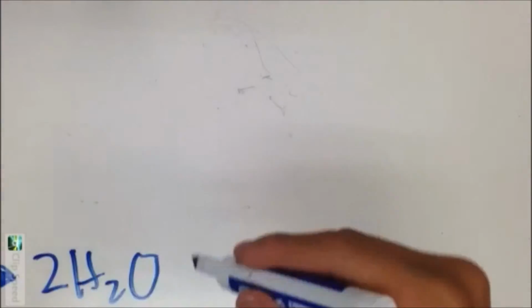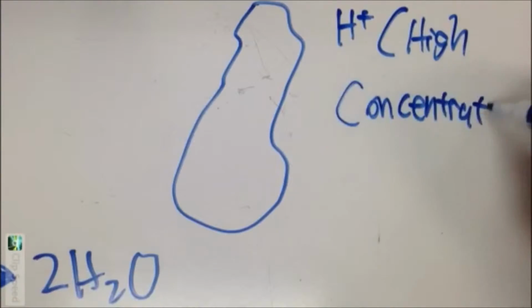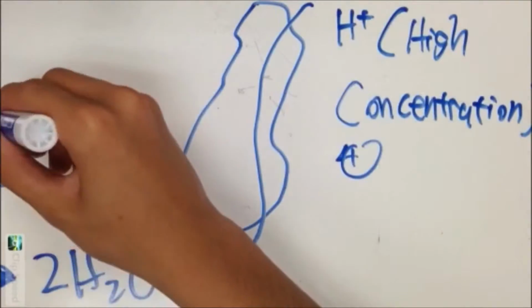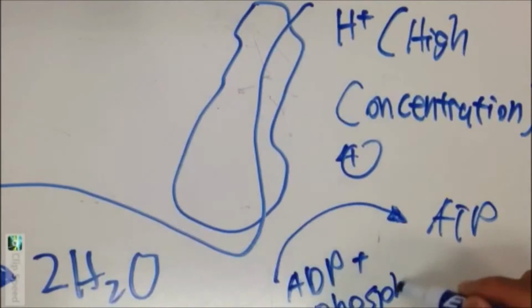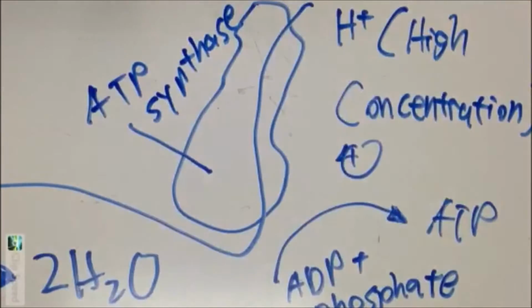The ions come back into the matrix through chemiosmosis to generate lots of ATP. The oxygen is then used to accept the electrons and protons at the end of the chain.